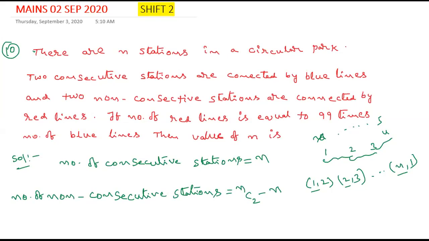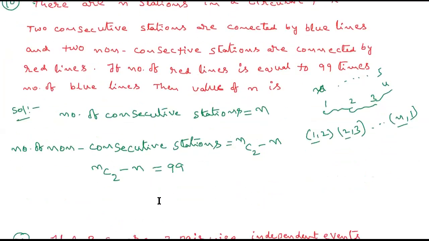But see the condition: the number of red lines is equal to 99 times the number of blue lines. Red lines means non-consecutive stations, and there are nC2 minus n of them. That is equal to 99 times the number of blue lines. Blue lines means the consecutive stations, and how many are there? Only n.